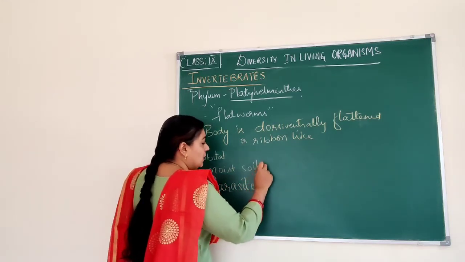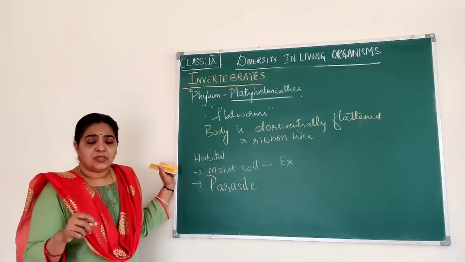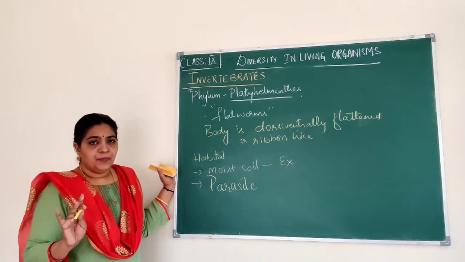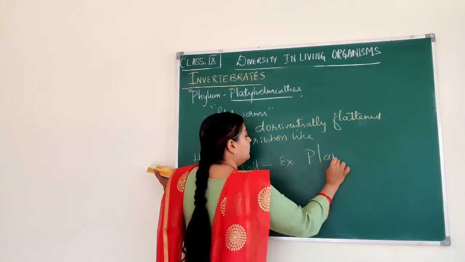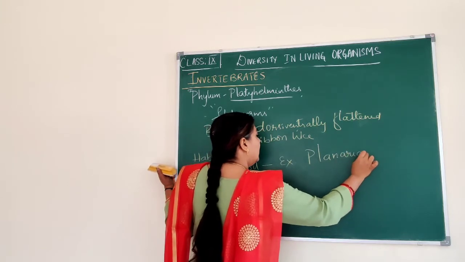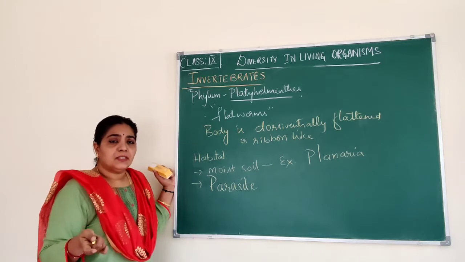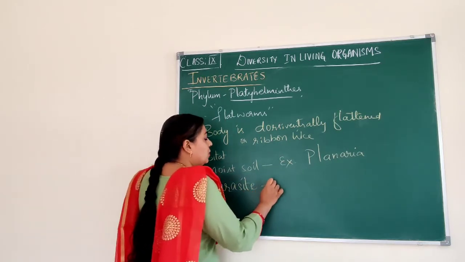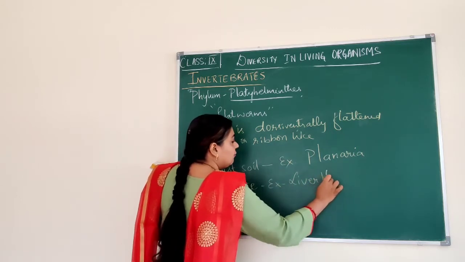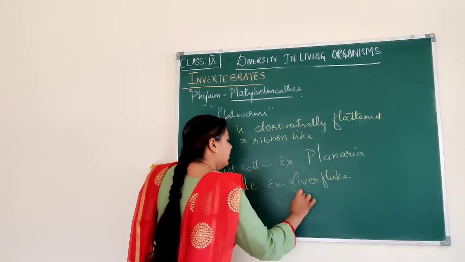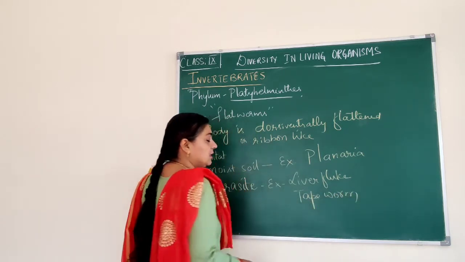Some live in moist soil, and those are free living forms. They are not parasitic. An example is Planaria. Planaria is a free living form, not parasitic, and is present in moist soil. Coming to parasitic forms, remember these examples: liver fluke, tapeworm.